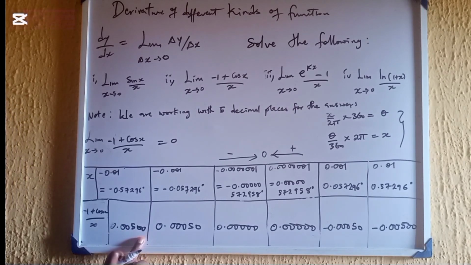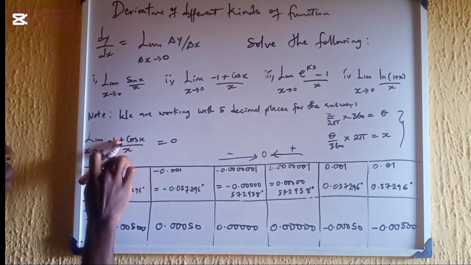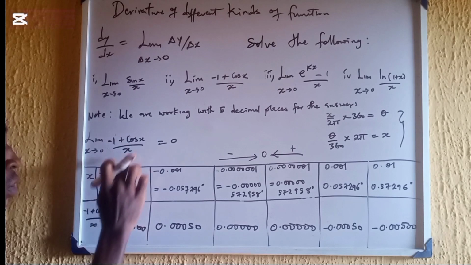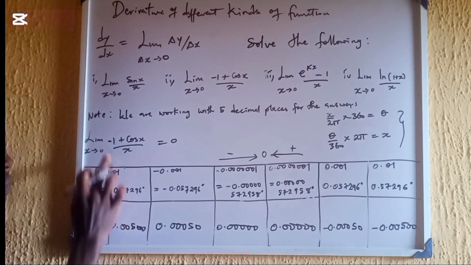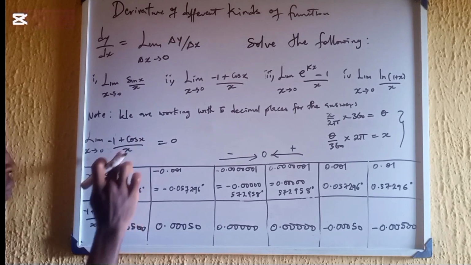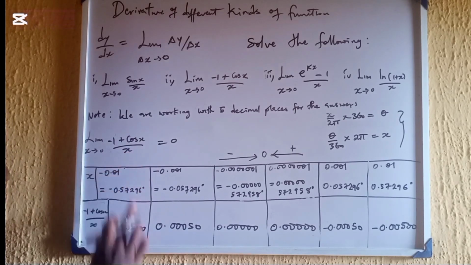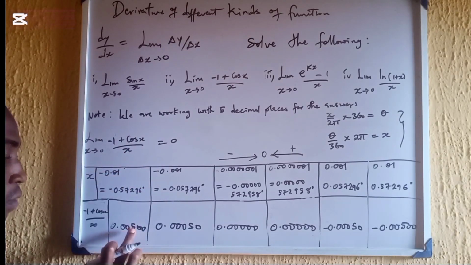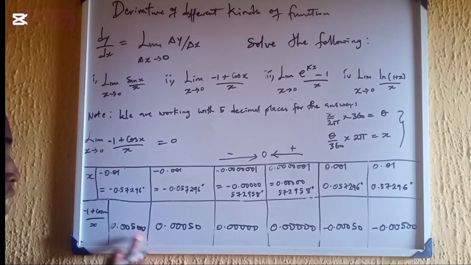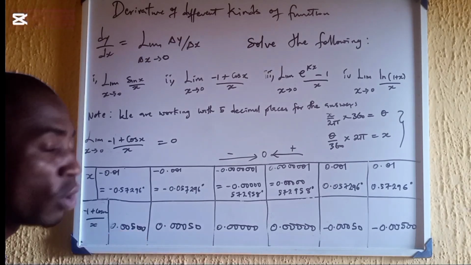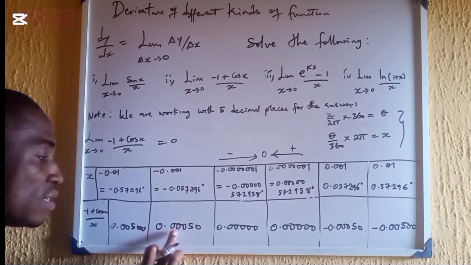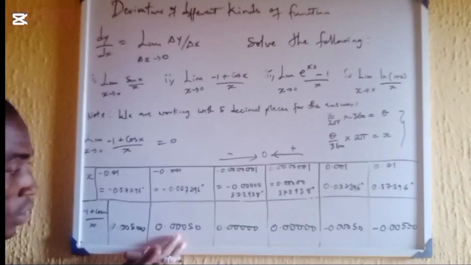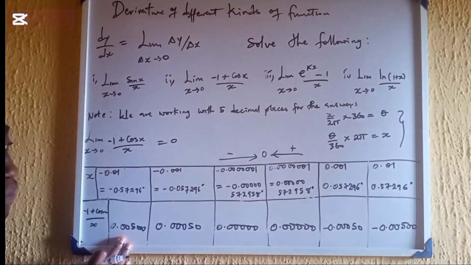So what are you supposed to do? You're saying minus 1 plus cos this value over this value. This is the degrees, this is the radians. So minus 1 plus cos this value over this value. And you'll be getting 0.00500. Remember that this is not 0. So we'll keep going close to 0 and see what happens. You take the next guy, we'll have 0.00050. So this is closer to 0 than this.